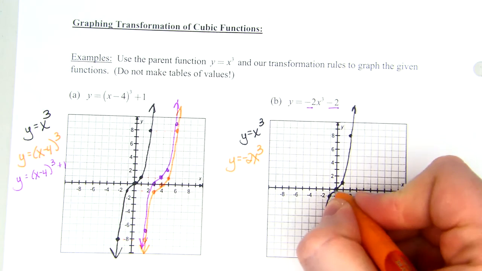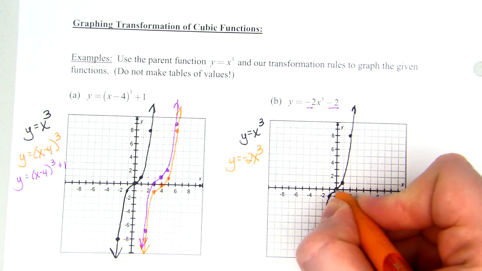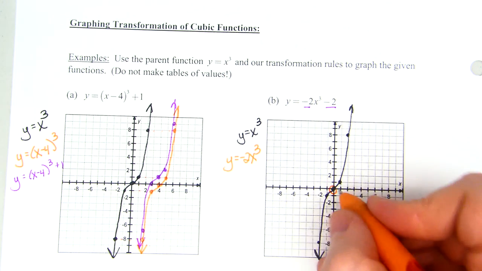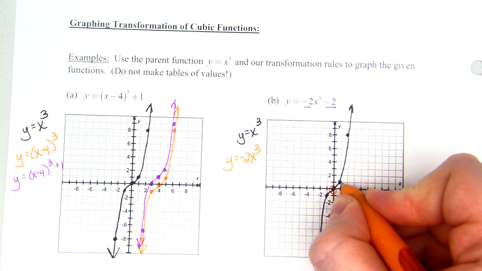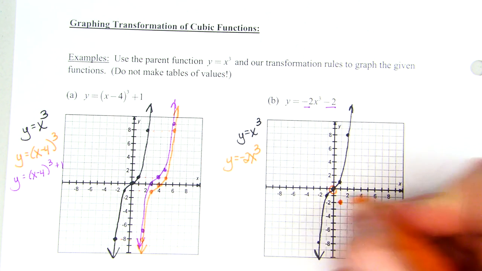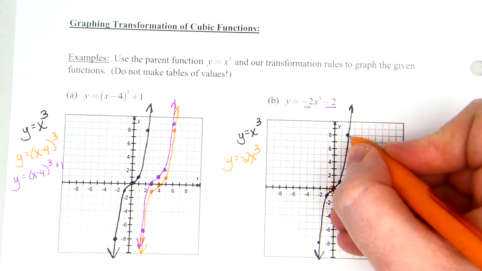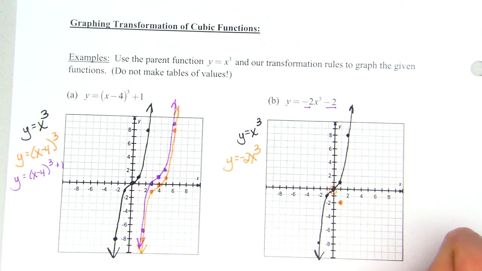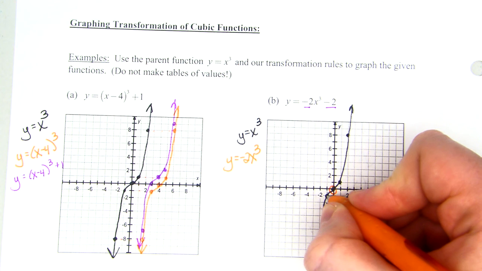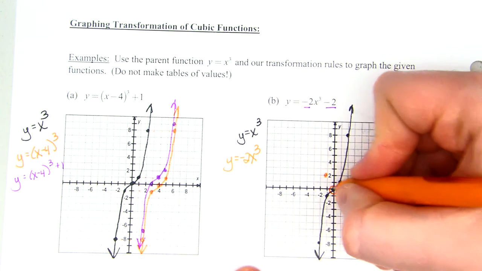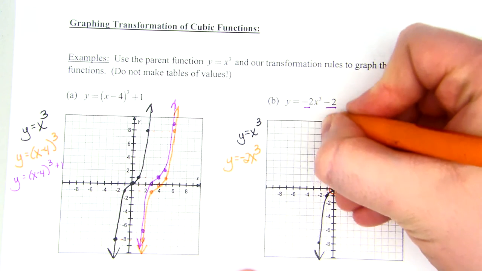So let's go. This y value is 0. My new y value is -2 times 0, or 0. This y value is 1. My new y value is 1 times -2, or -2. This y value is 8. My new y value is -2 times 8, or -16, way off the graph. This one over here, this -1, times -2 will become positive 2. It's going to be something, I don't know, like this.